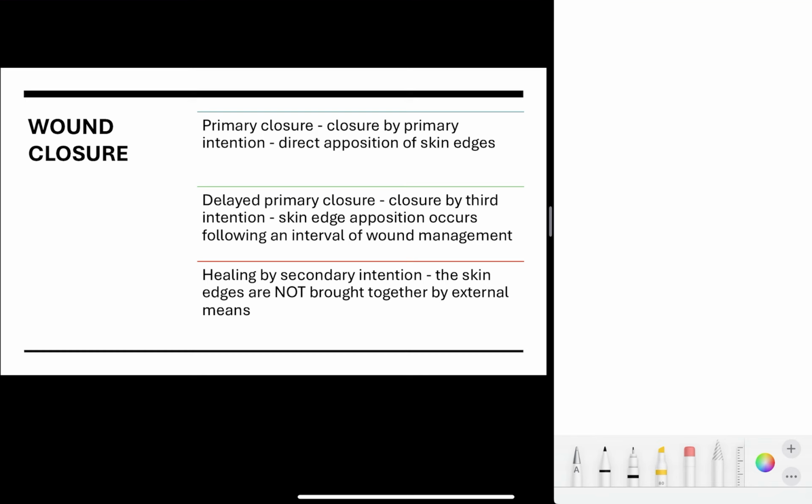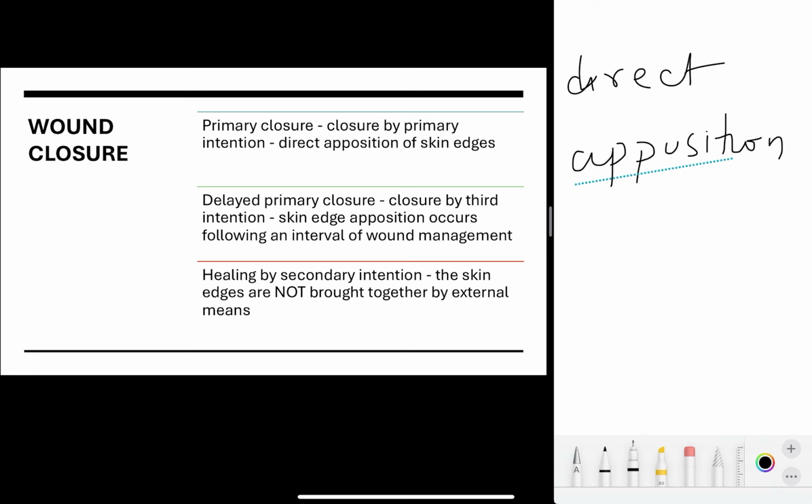Now coming to wound closure. Wound closure can be primary closure, delayed closure, or healing by secondary intention. So what is primary closure? Primary closure, sometimes also referred to as healing by primary intention, refers to the immediate direct opposition of the wound edges, using sutures or staples.